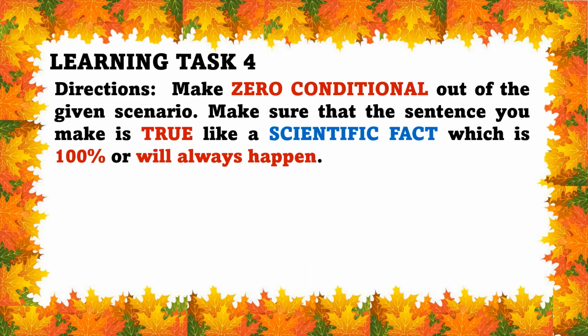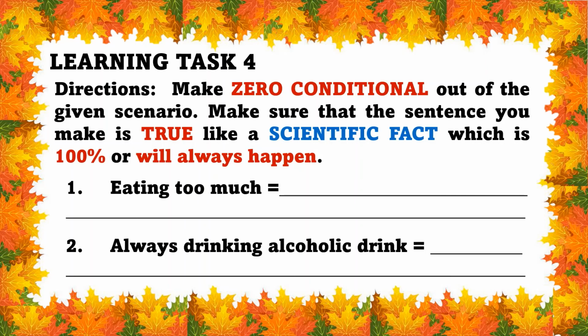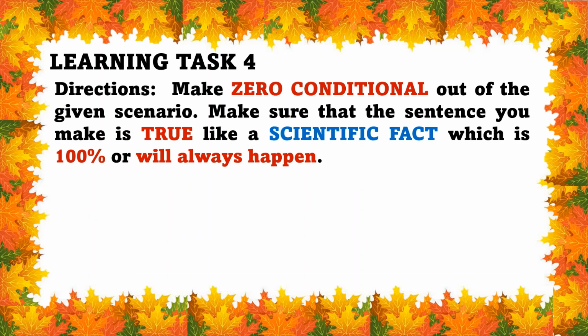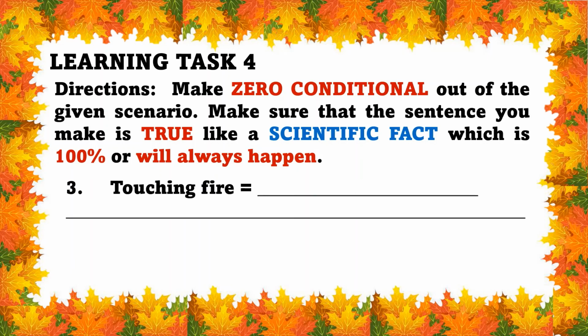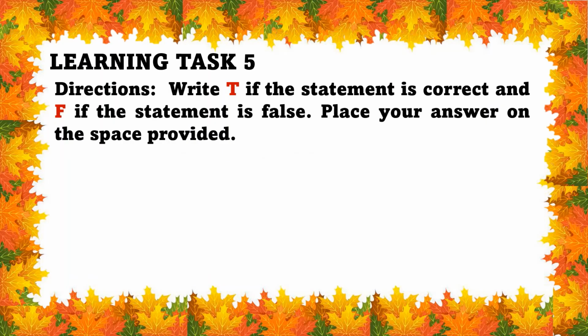Now it's your turn. Number 1. Eating too much. Number 2. Always drinking alcoholic drink. And number 3. Touching fire. Now let's do Learning Task 5. Let us see if you learned something from this lesson.